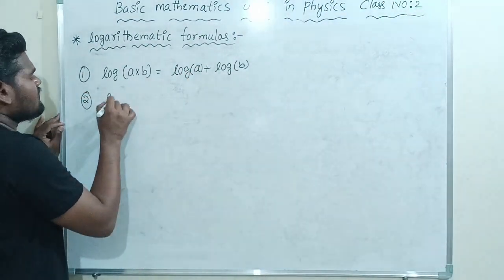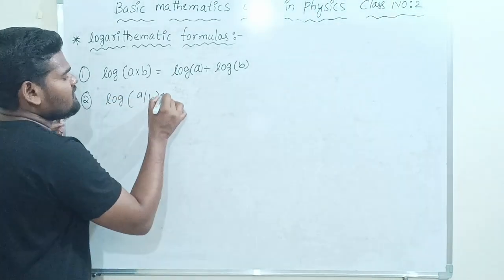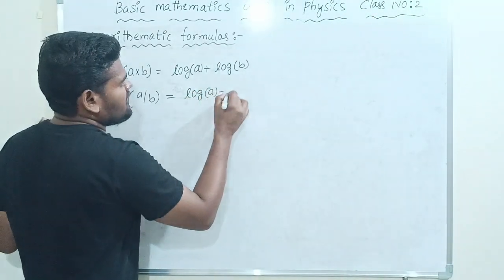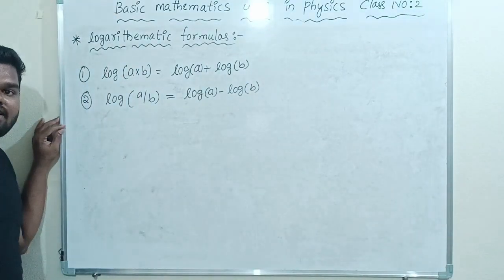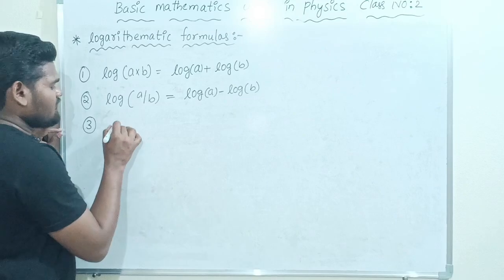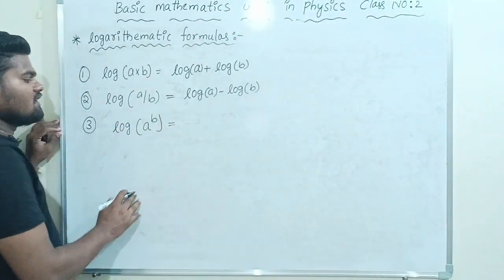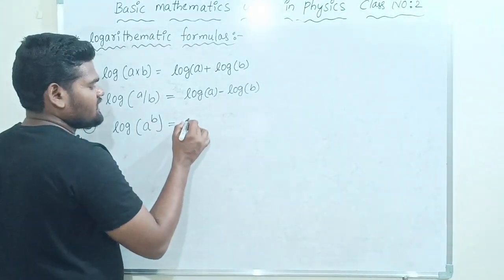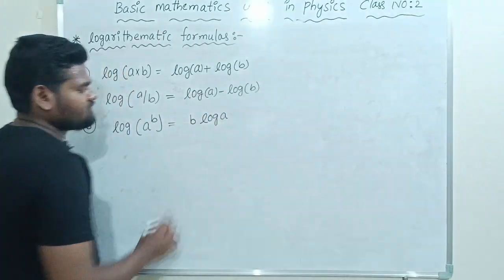Second one, log of a by b, which is equal to log a minus log b. And third one, log of a to the power of b. Just this power comes in front of the log, so b into log a.